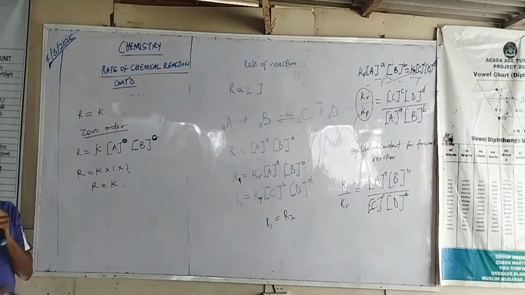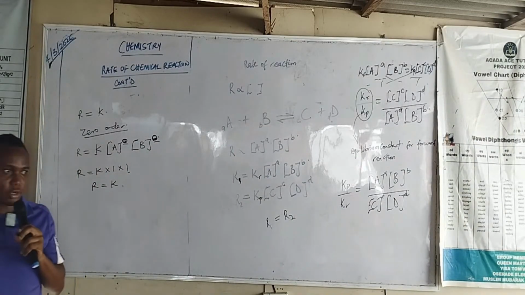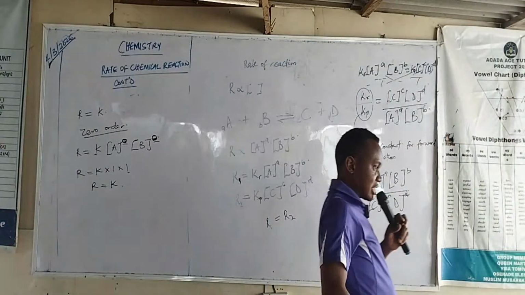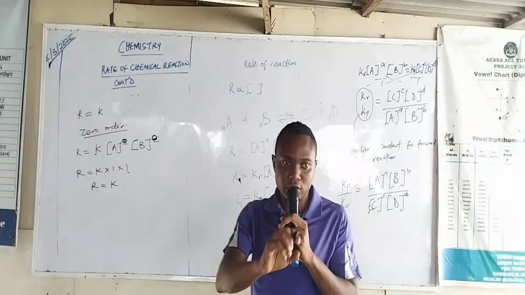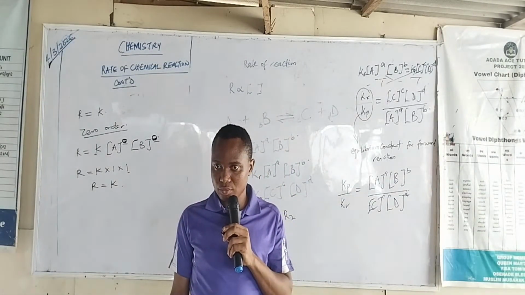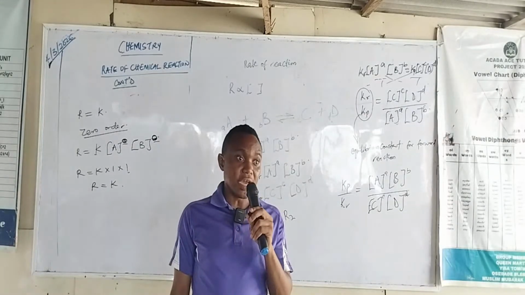What is that zero order? The concentration is 0. The concentration of the particles or the substances involved has become 0. Do you get the concept now? Do you get it now?